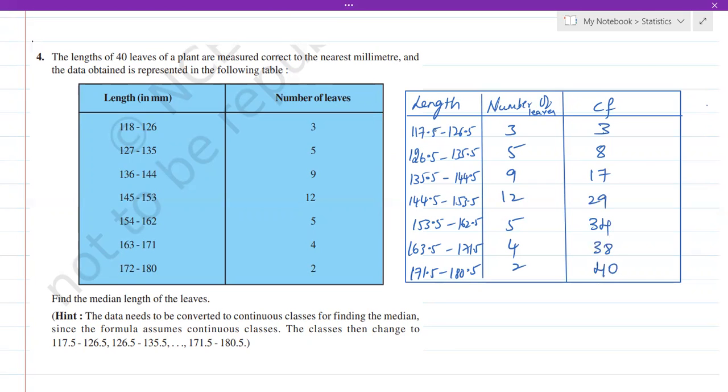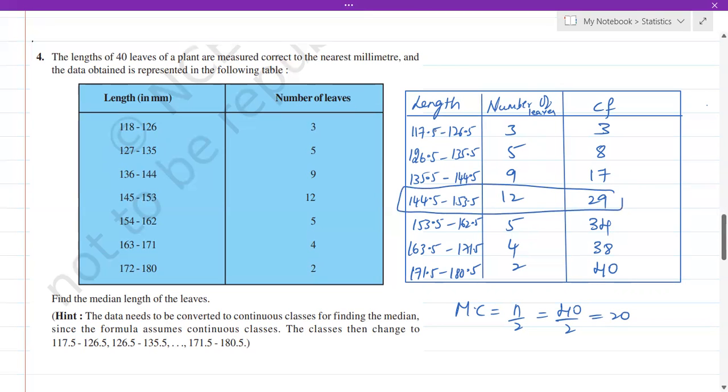Now let's find the median class. Median class is equal to n by 2. Okay, I'm just writing it in shortcut. N value is 40. If you add all this, you will get 40. Okay, divide by 2. That gives you 20. Check this 20. Where is it in the CF? You cannot have it in the 17. Okay, it should be somewhere here, right? So this is our median class.